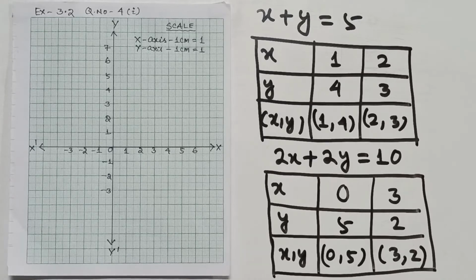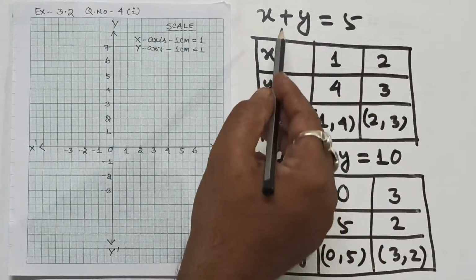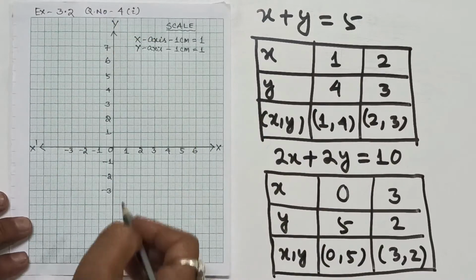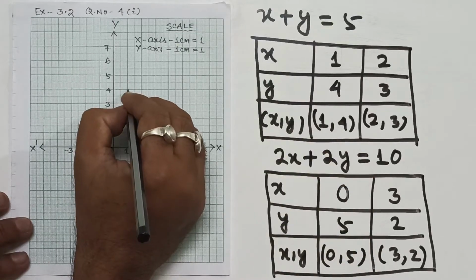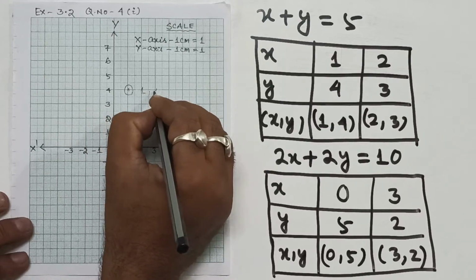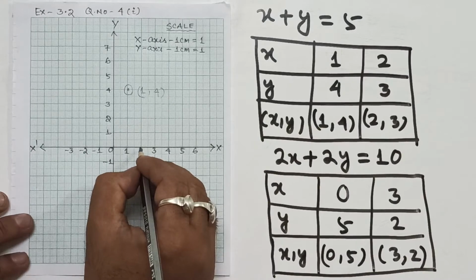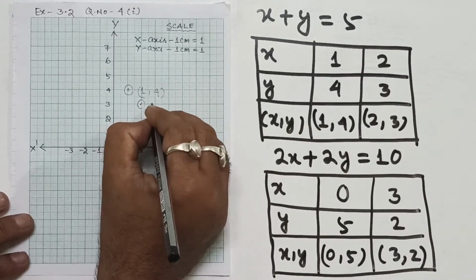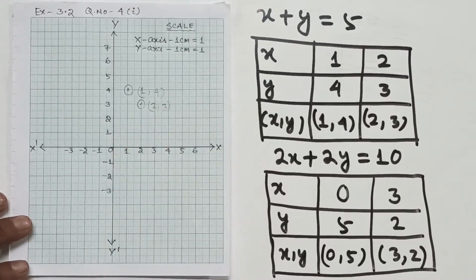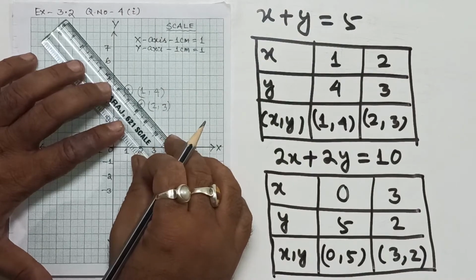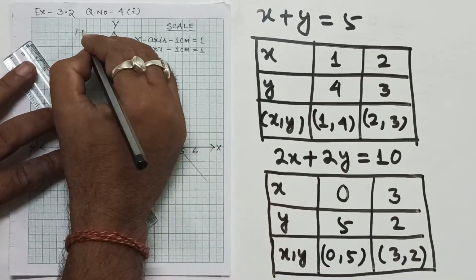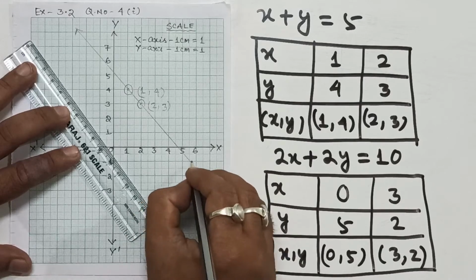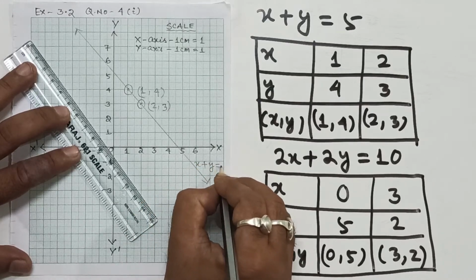Now question number 4, part 1. Already we obtained the points as per the equation x plus y is equal to 5. The x axis and y axis are already drawn, 1 centimeter for 1 unit on both. The first point is (1, 4), next is (2, 3). Now we will join these two points to draw the line. Yes, we joined it. Now this is x plus y is equal to 5.